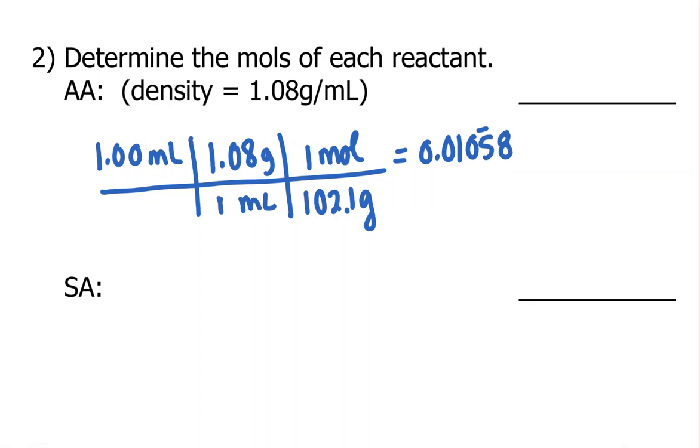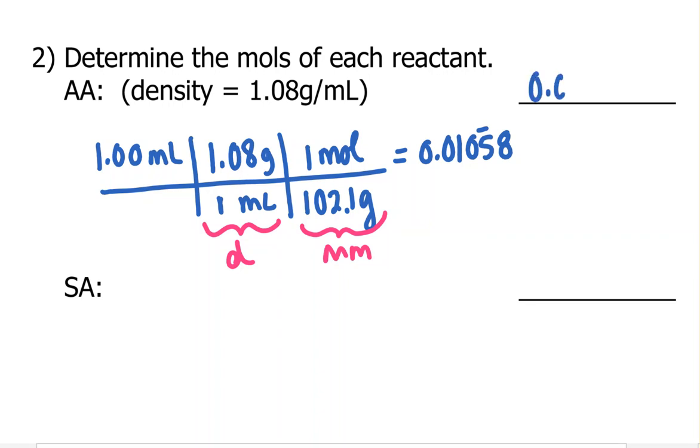Okay, so let's just label it. This step is from its density, and this step is from its molar mass. And then over here, I'll write it with the correct sig figs. Salicylic acid is a little faster because we have grams of salicylic acid.